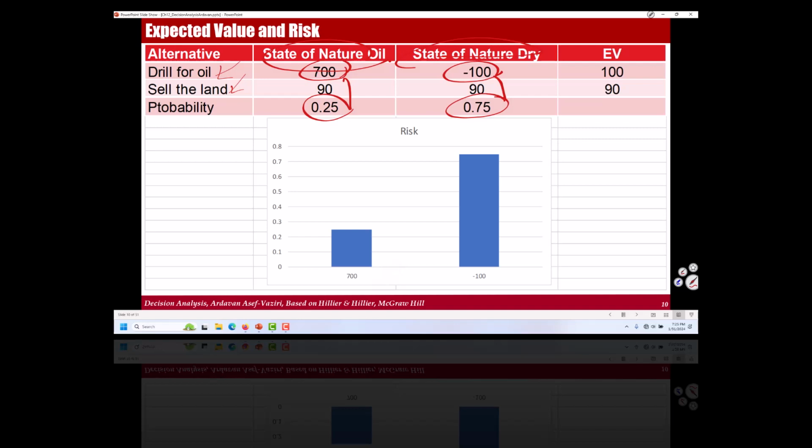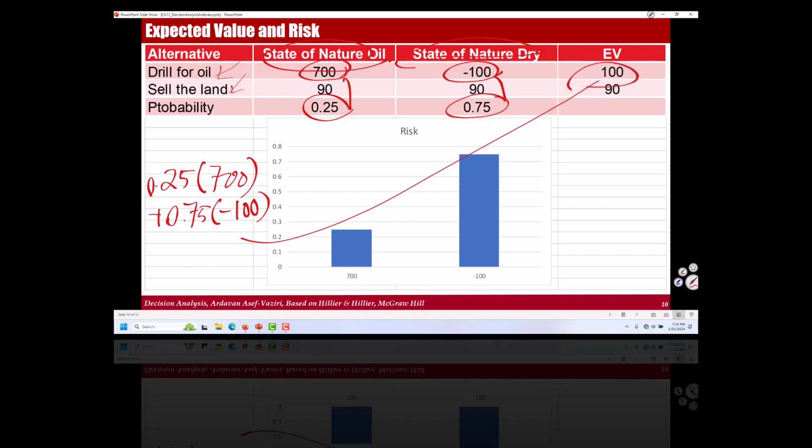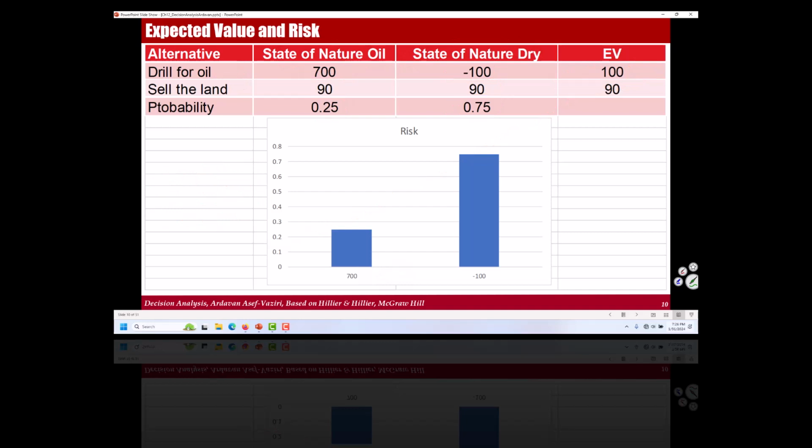If we do these multiplications, 0.25 multiplied by 700 plus 0.75 multiplied by negative 100, we will get 100. That is expected payoff of the first alternative. For the second alternative, which is sell the land, there is 25% probability that we get $90,000 and 75% probability that we get $90,000. And these two probabilities together are equal to 1.